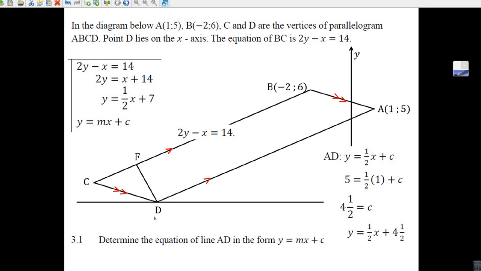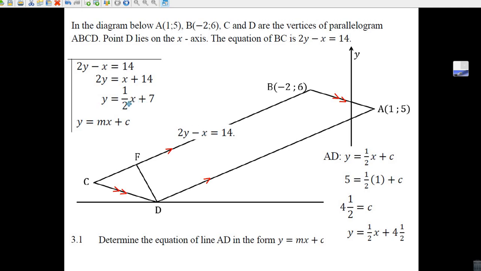Determine the equation of that line. Well, we know it's parallel, so it's got the same gradient as this one. But the problem is this isn't in the right form to look at the gradient. We've got to make it y equals mx plus c. So we add x and we divide by 2, 14 divided by 2, and there it is. y equals a half x plus 7. That's what the equation of this line is.